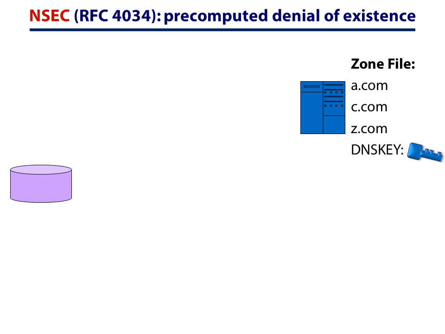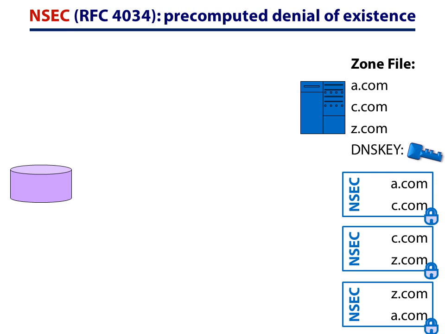So what happens here is that we have this authoritative name server who has the zone files, and now he's also given an extra set of records. These records are called NSEC records. So let's look at how NSEC records are constructed. To construct an NSEC record, what you do is you take the zone file, you take all the names in the zone, and you sort them in some sort of order, so alphabetical order usually.